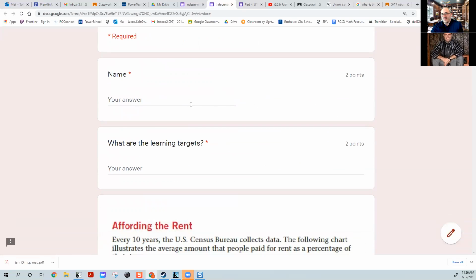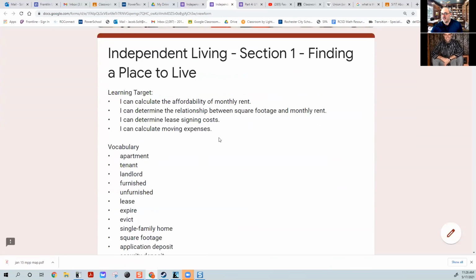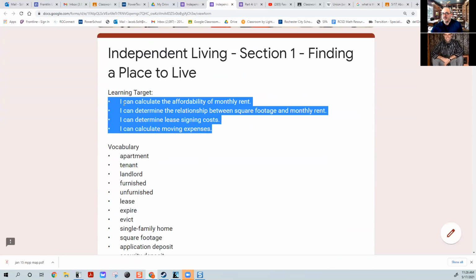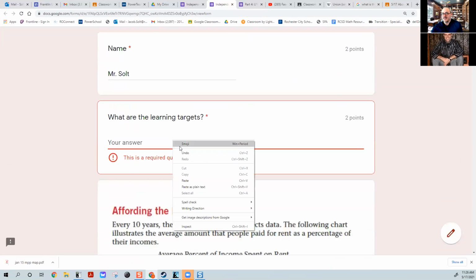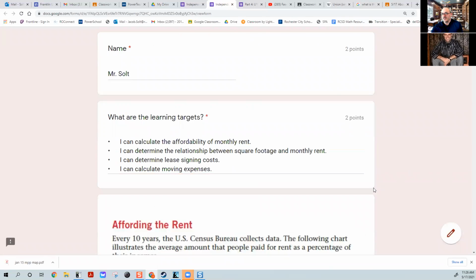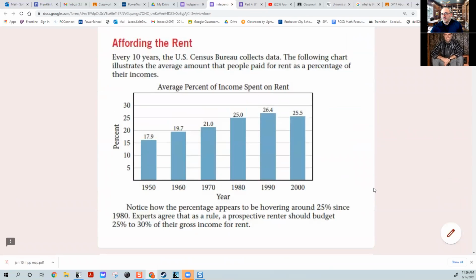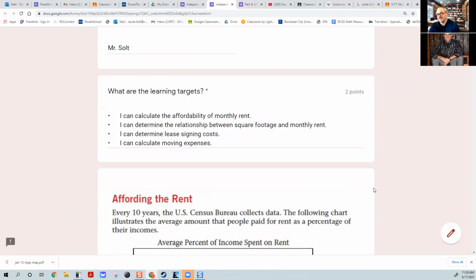Anyway, put your name where it says your name, right? And then we have the question, what are the learning targets? As always, come on up here, select those learning targets, do a little right click, do a little copy, come back down, do a little paste, and you got those learning targets in there. And then once you got that done, give you a second, we'll look at affording rent.